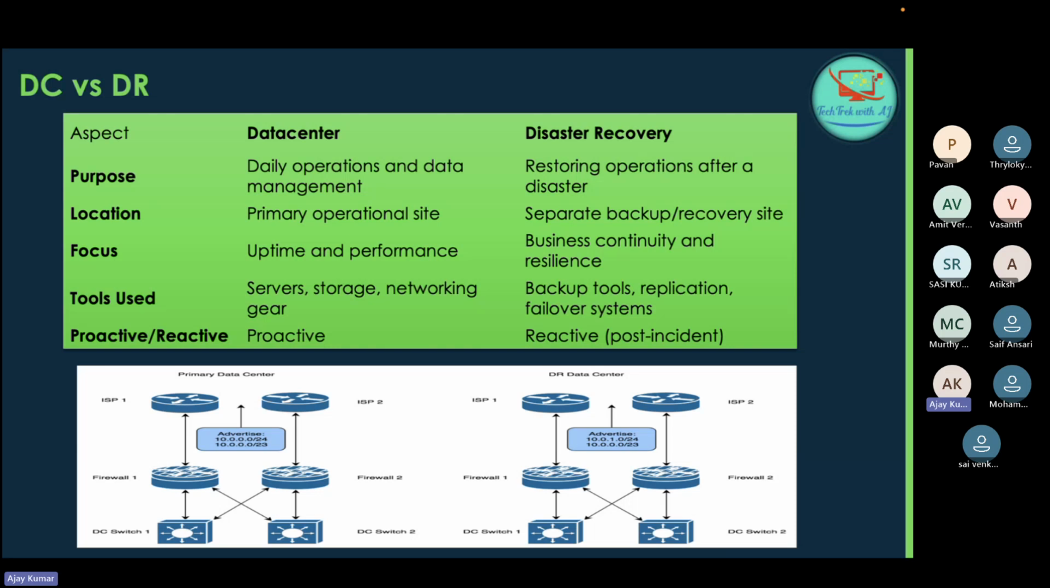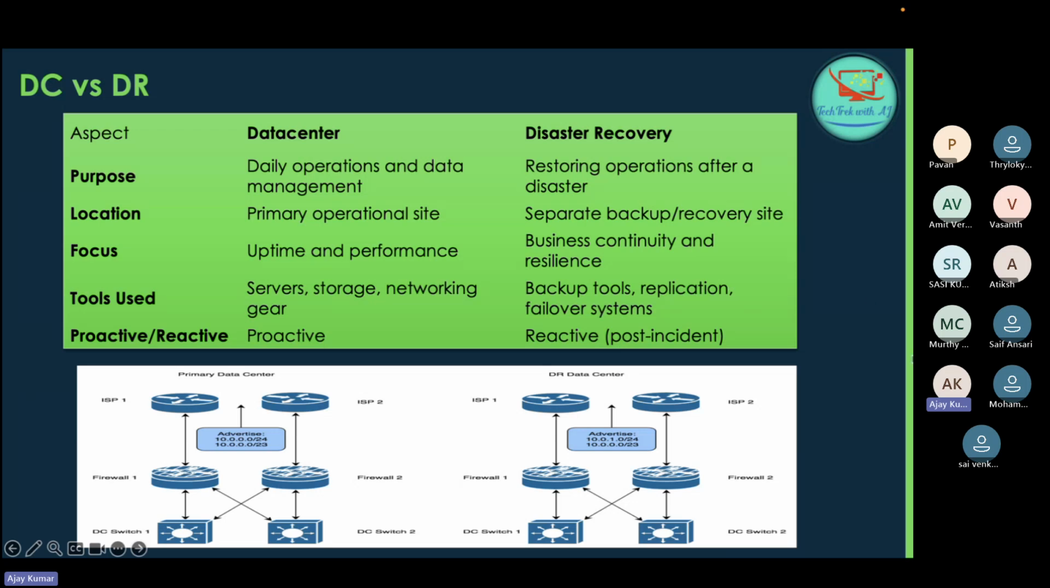So, we have already covered this one: purpose, daily operations, and data management, location, primary operation sites for the data center, focus on uptime and performance, fuel used, server, storage, network gears, and it's proactive, right? Disaster recovery is always reactive, right? It's going to restore the application after a disaster, with a separate backup recovery site. It's for business continuity and resilience, and then backup tools, application, and failover systems are there.